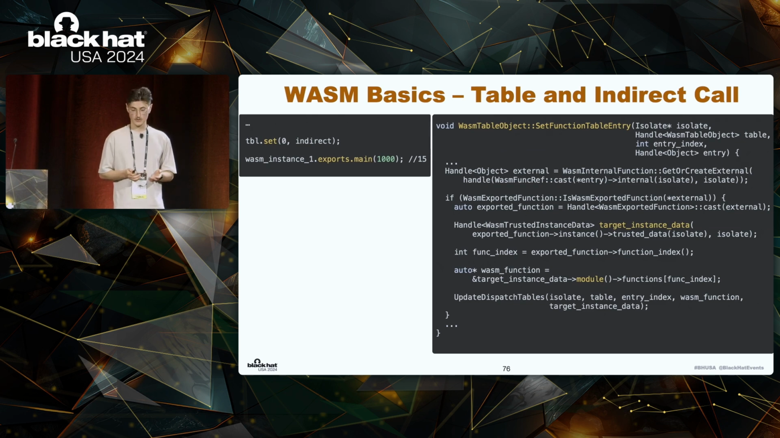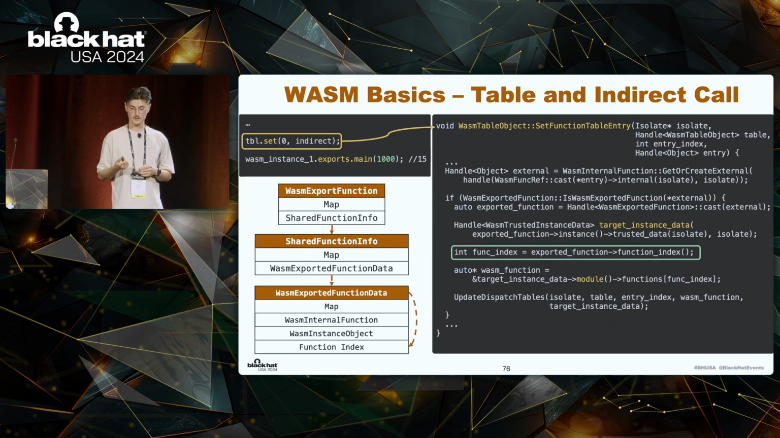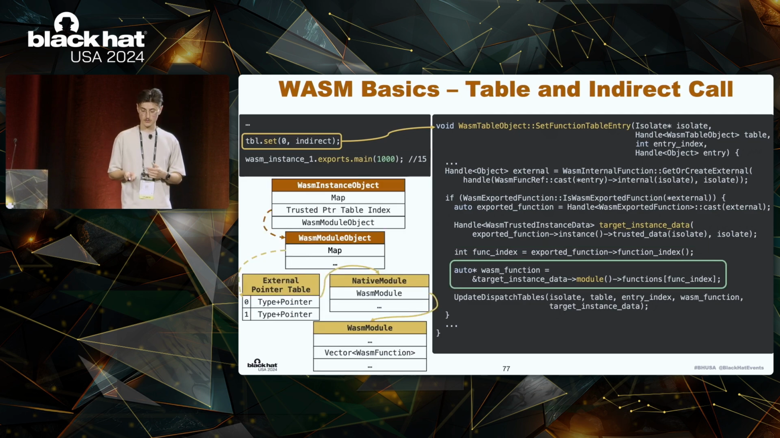Now, internally, what's going on when we set the indirect function at index 0 of the WebAssembly table is that it will call the internal API set function table entry, where we will first get the function index of the export function passed as a parameter via the structure parsing that you can see on the left. Then we're going to query the vector of WebAssembly functions from the module of the instance that the export function is linked to, in order to get the static representation of that function inside the C++ code.